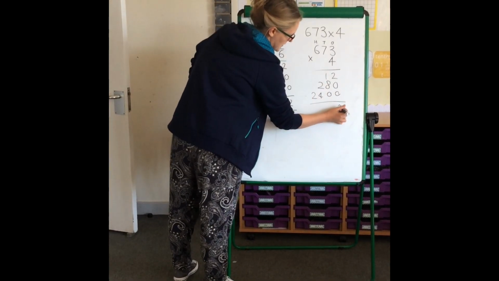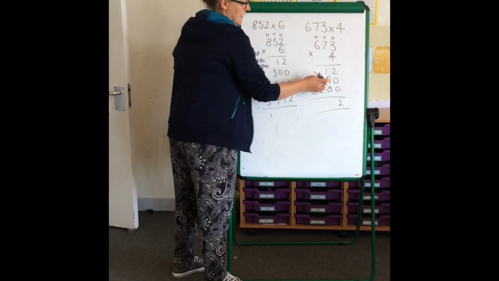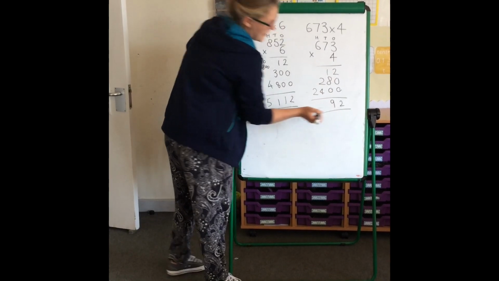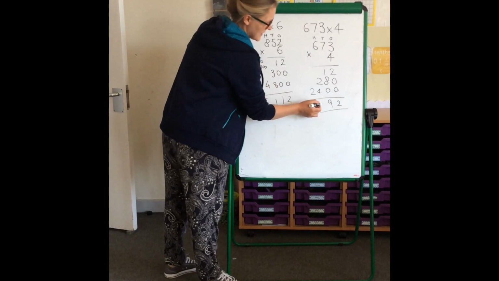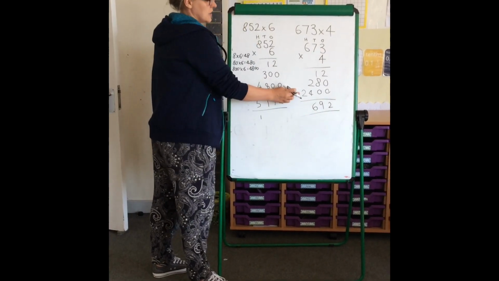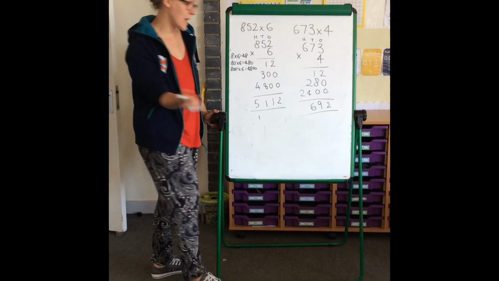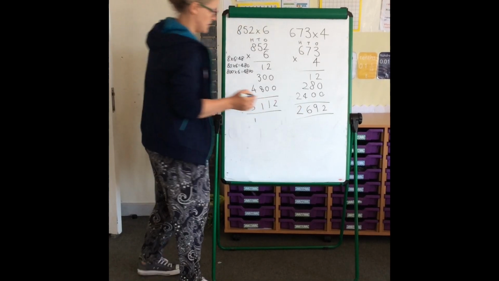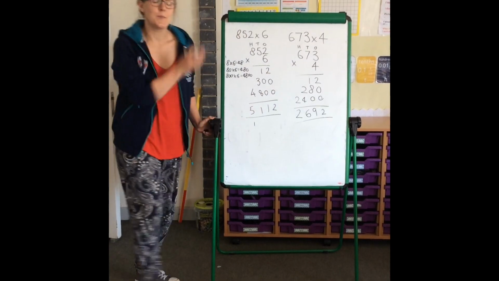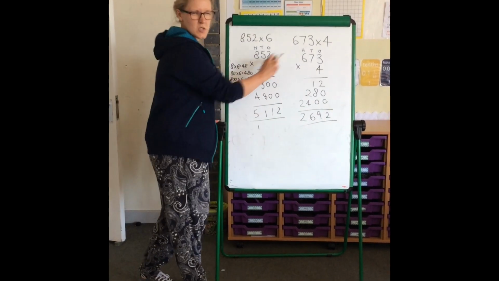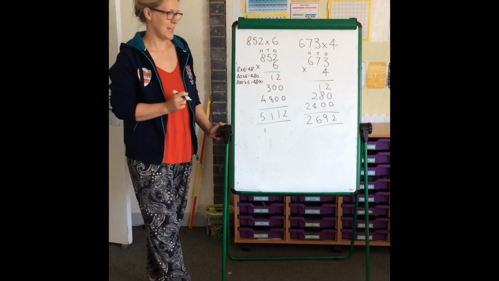200, 2, 110, 8 tens, 9 tens. 200 and 400 is going to be 600, and 2,000 and nothing else is just going to be 2,000. So hopefully you got 2,692. Give yourself a little pat on the back if you got that. If not, can you spot your mistake and let somebody else know near you?